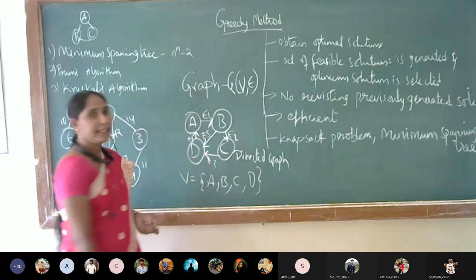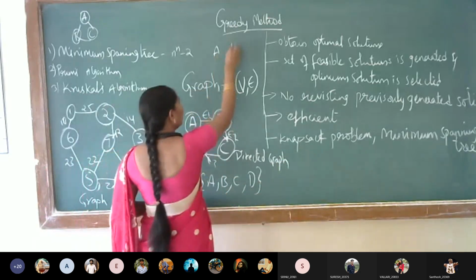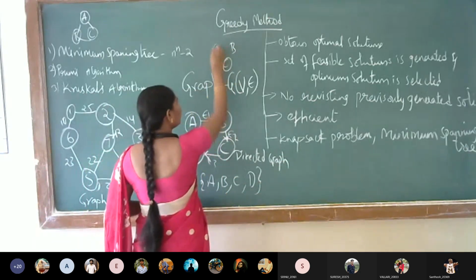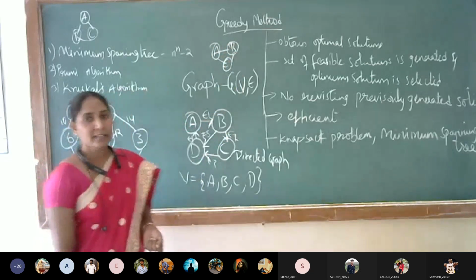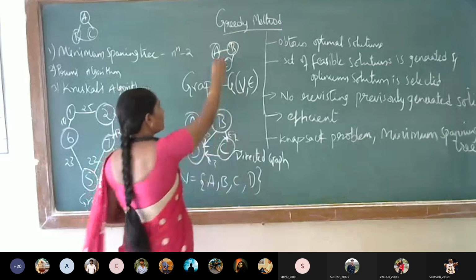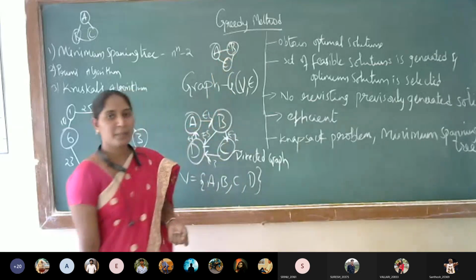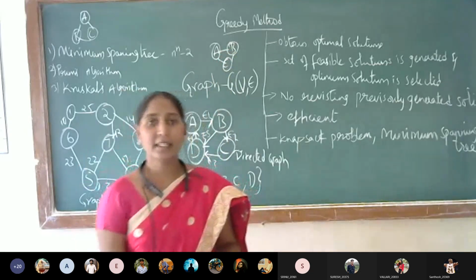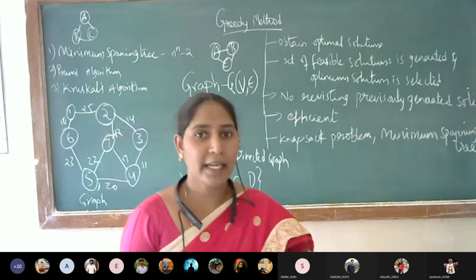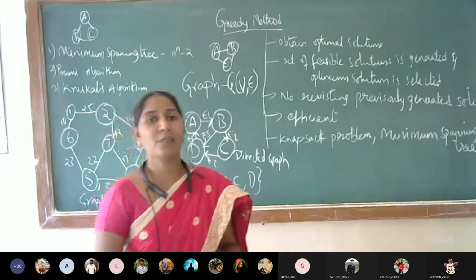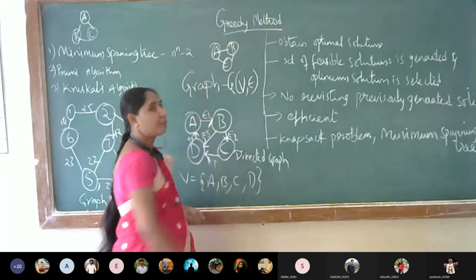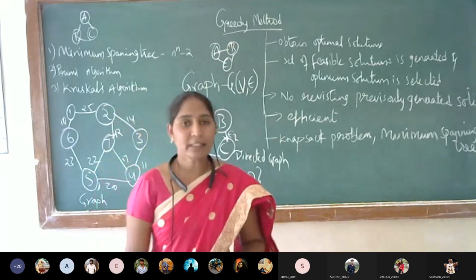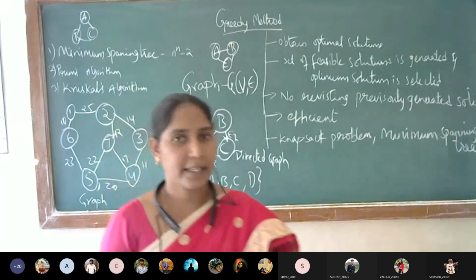An undirected graph means, if I have taken a graph like this consisting of three vertices and three edges, but I have not specified any arrows, that indicates it is an undirected graph. Undirected graph means it can travel in both ways. That means it can visit from A to B or it can also visit from B to A. That is said to be an undirected graph.